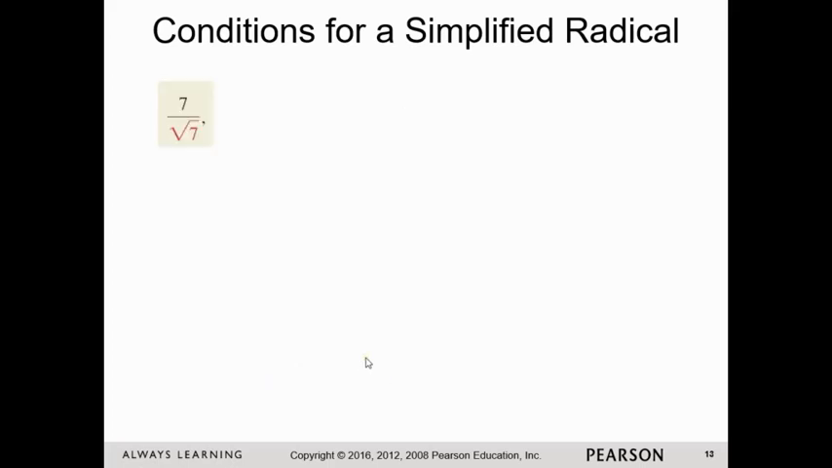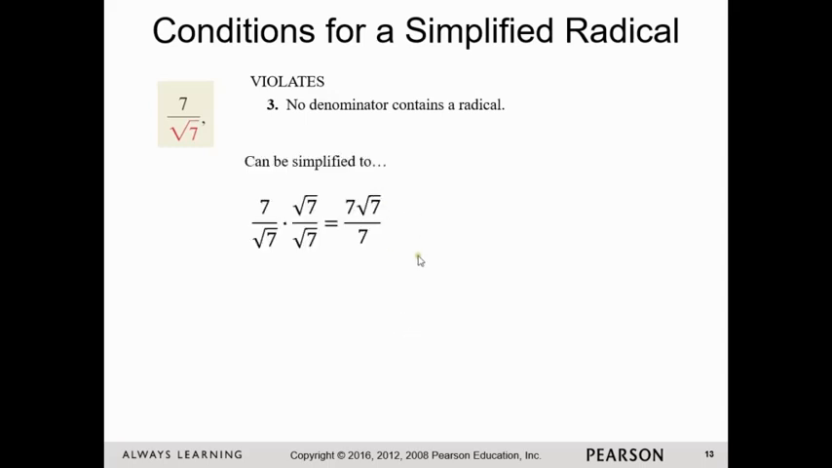Then we have 7 over square root of 7. This violates the third rule, where the denominator has a radical in it. So remember, we can simplify this by multiplying by a form of 1, which is square root of 7 over square root of 7. Notice square root of 7 times square root of 7 is 7. And then in the numerator, we end up with 7 square roots of 7. And these 7s are going to cancel out, so we're left with square root of 7.